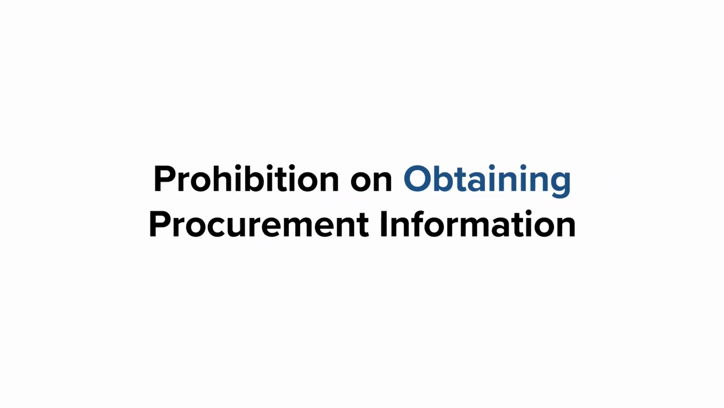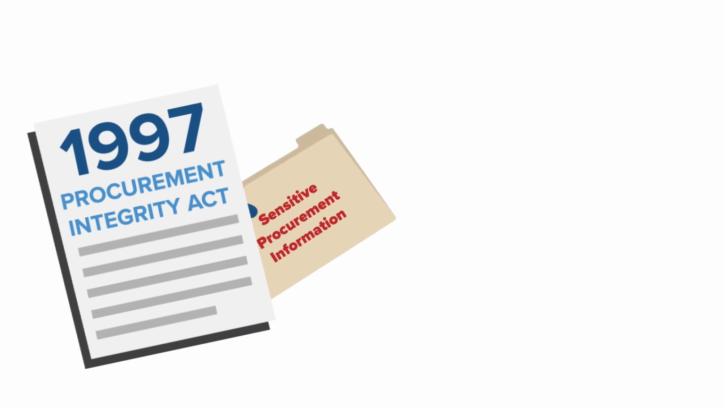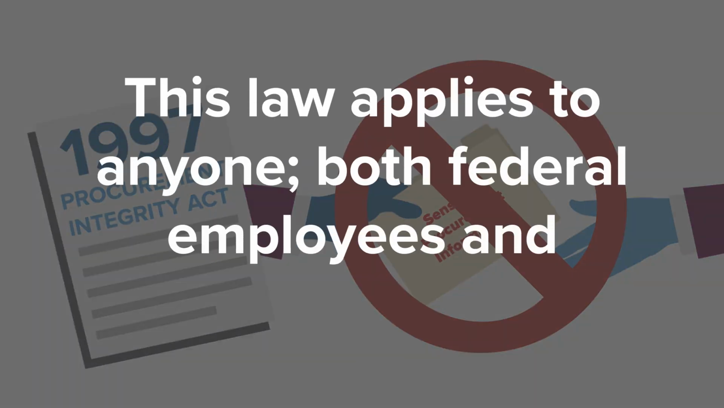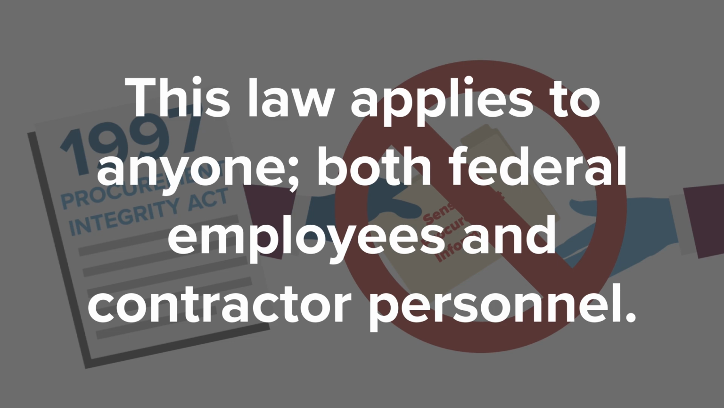Prohibition on obtaining procurement information. The Procurement Integrity Act also prohibits knowingly obtaining procurement information. This law applies to anyone, both federal employees and contractor personnel.